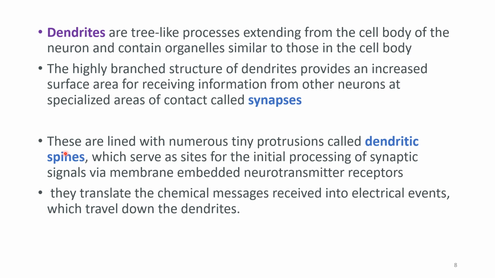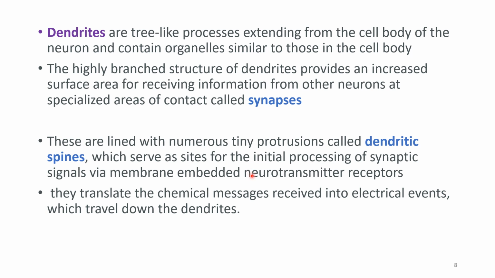And in some dendrites, we have dendritic spines. These dendritic spines are numerous tiny protrusions. They are called dendritic spines. So why are they important? They serve as the sites for initial processing of synaptic signals via membrane-bound neurotransmitter receptors. So dendritic spines are important because they will process the information initially.